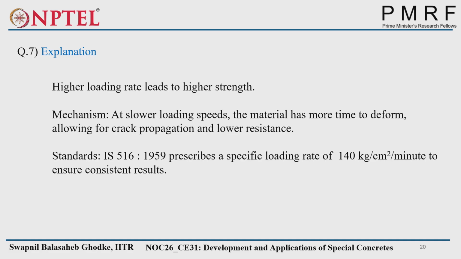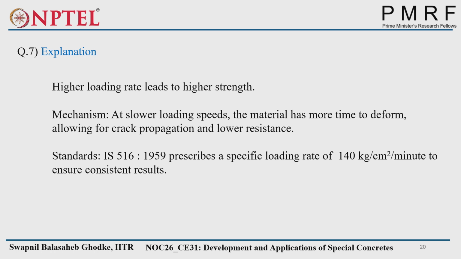So what happens? Why does a higher loading rate lead to higher strength? At lower or slower loading speeds, the material has more time to deform, allowing for crack propagation and lower resistance. So that's why we are getting lower strength in that condition. That's why the rate of loading is a very important part in the testing of compression as well as flexure. IS 516-1959 specifies the loading rate: it should be 140 kilogram per centimeter square per minute in Indian conditions, according to the IS code.